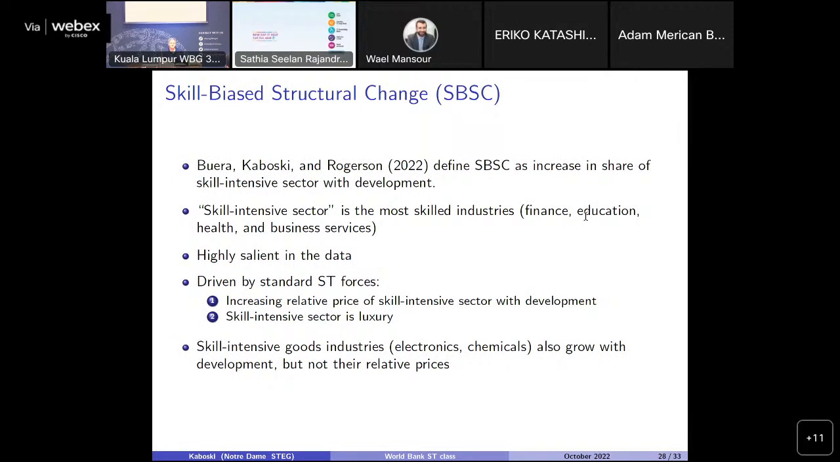So then I'm going to get to the last paper. I got 10 minutes. I think that should be fine. There's something called skill bias structural change, and this is a paper by Paco and Richard and I.